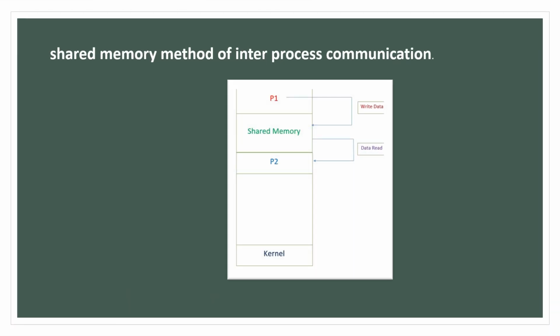Let's understand with this diagram. Shared memory method in process communication. P1 and P2 share the memory. Here, P1 writes the data and transfers it to shared memory, and P2 reads the data from shared memory. Here, the communication between the two processes takes place with the help of shared memory.